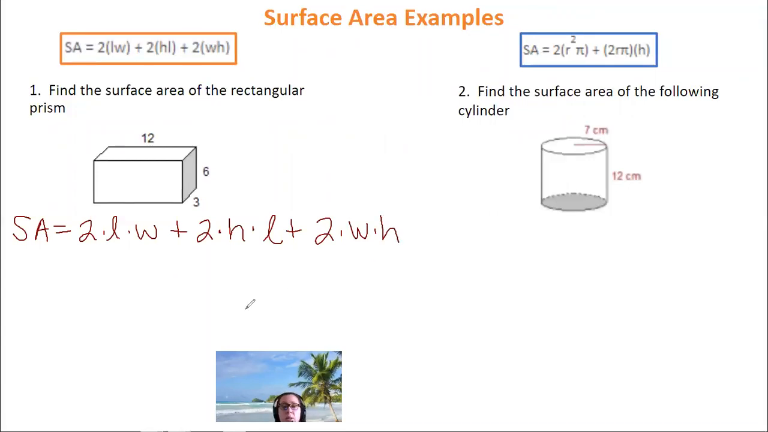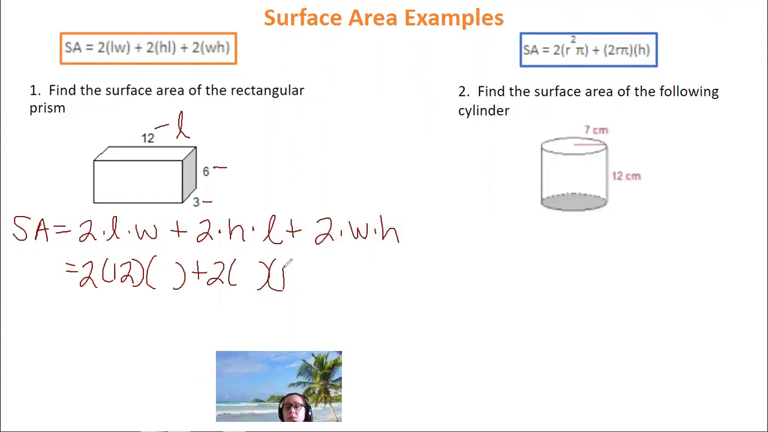Oh, Kira, those are so good. Okay, what number should we use as our length? It matters just because we got to use the same number as your length every time. Okay? 12. Sure, let's use 12 as the length. So for every L, I'm going to replace that with 12. So 2 times 12. Don't have a width yet. 2 times height times 12 plus 2 times width times height.